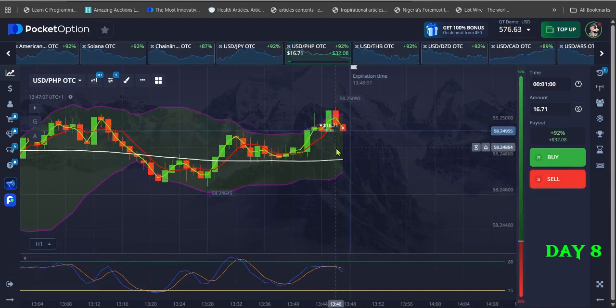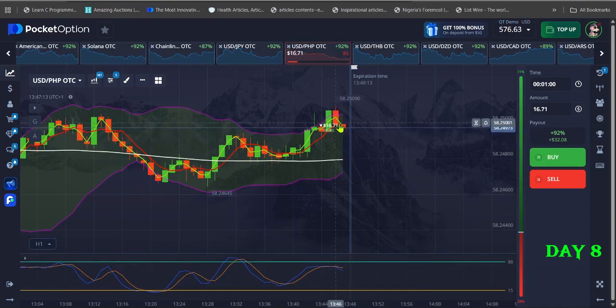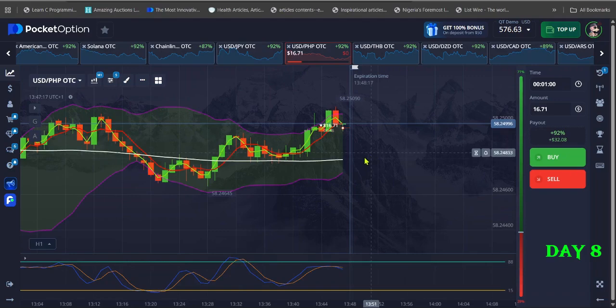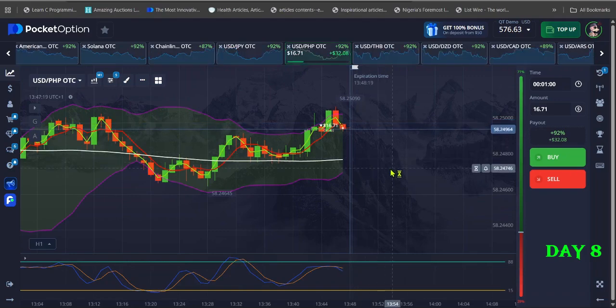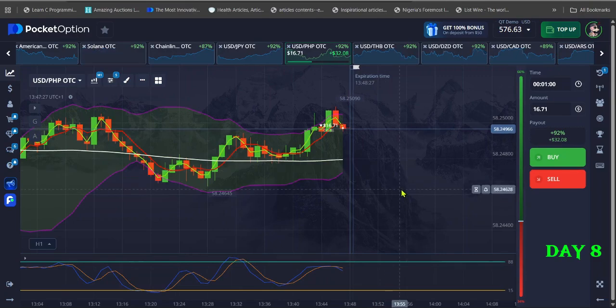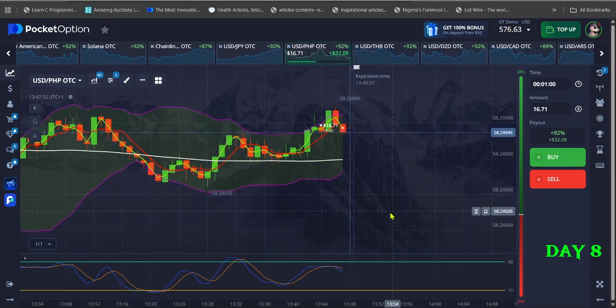The reason we're taking a sell on this particular trade is because we can see that the moving average and the stochastic oscillator have already crossed, and it has touched the upper band, which should put pressure on buyers so that sellers can gain more momentum to push the price downwards. So let's watch and see if sellers will actually win this trade or buyers will win it. Let's see at the end of 1 minute.